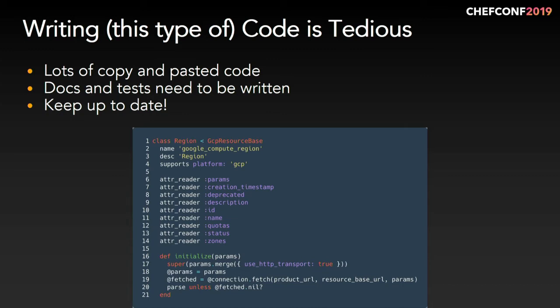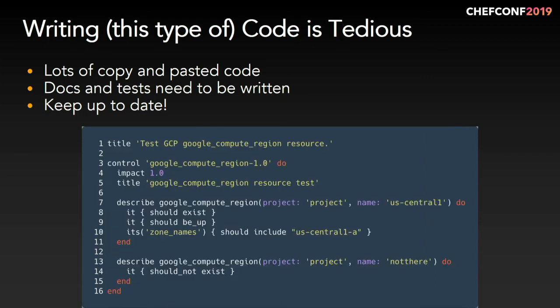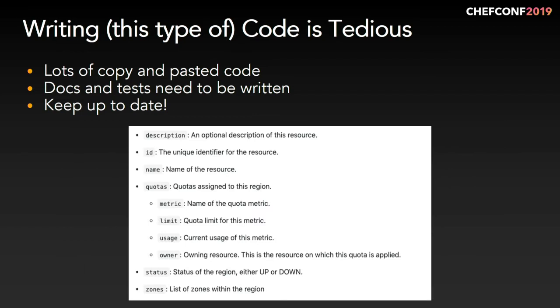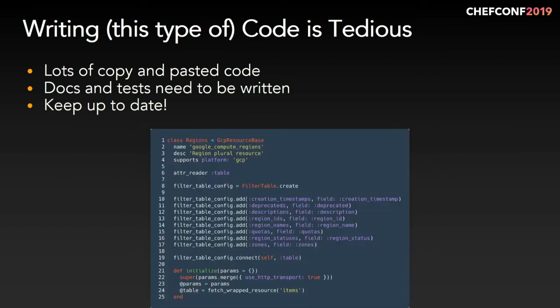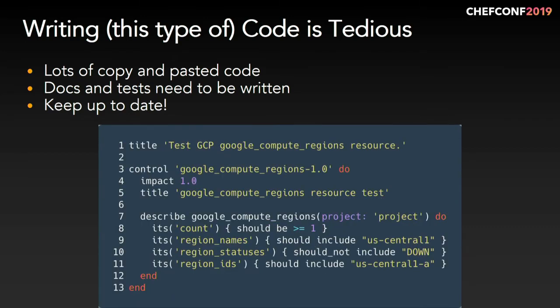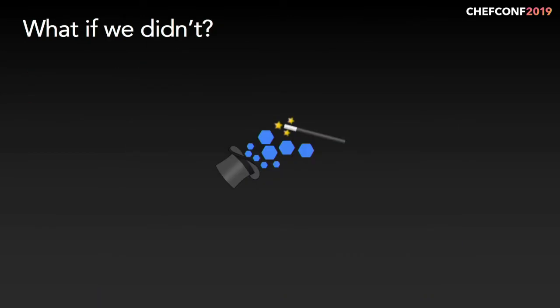Just to give you a picture of how many files are involved in creating a new resource, I'm going to step through examples of each type of file that needs to be added for a single resource. So this is the singular resource for region. We've got an integration test that runs on the back end to make sure that this works. Got docs. And then we've got the plural resource. This allows you to query multiple regions. And we've got integration tests for that, and docs for that. So what if we didn't write all these?